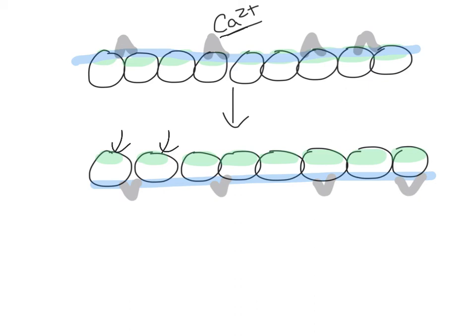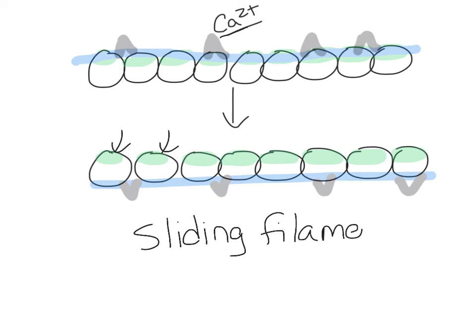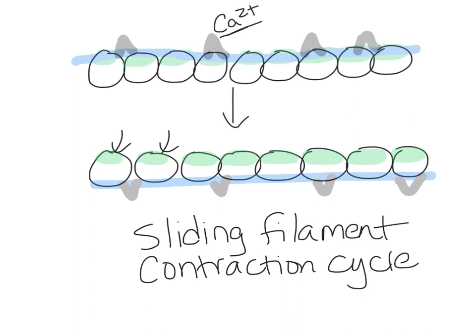So now let's look at what we call the sliding filament theory. It's also known as the contraction cycle. And we're going to look at how the myosin molecule interacts with that actin molecule. So I'm just going to erase this because it's in my way.